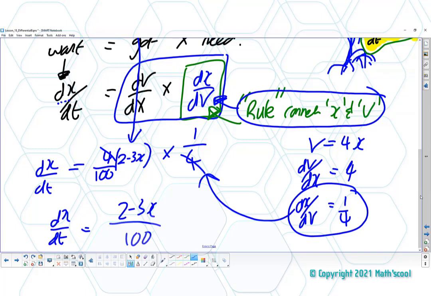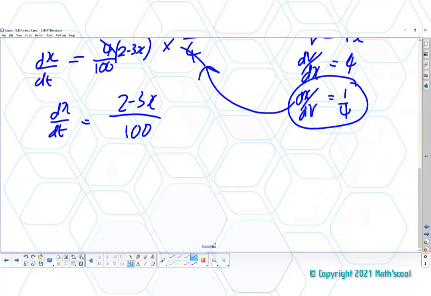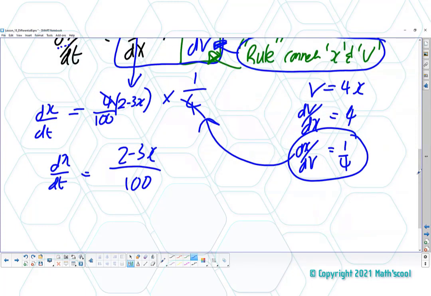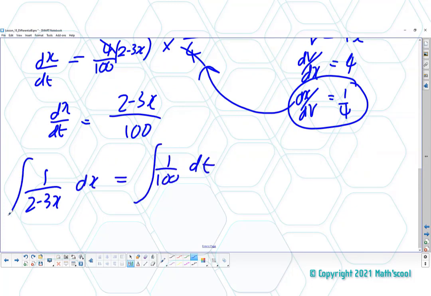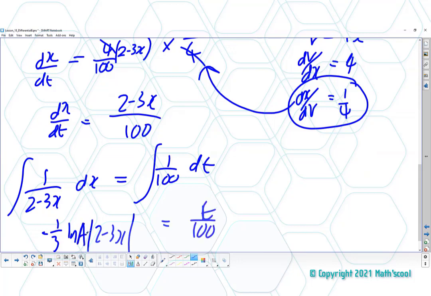Now this is so much better. There's no longer 3 variables in my differential equation. There is just 2, and they're the variables that I want. I wanted to have x in terms of t. So now I will just separate my variables and solve it. So 1 over 2 minus 3x dx equals 1 over 100 dt, integral, minus a third ln of 2 minus 3x equals 1 over 100 t. Put a constant in here.